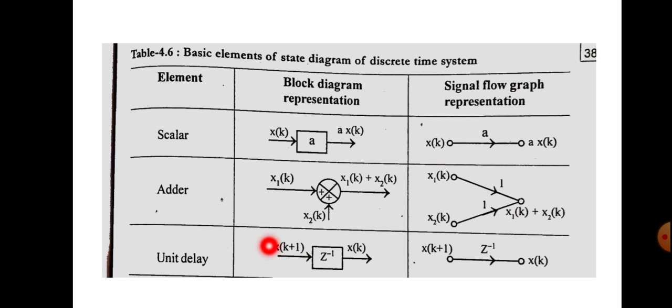And here the input is x of k plus 1, so that it will be delayed by the Z inverse or delay element. So we will be getting x of k at the output. That means it will be providing a sample unit delay. Okay. So these are the block diagram representations.